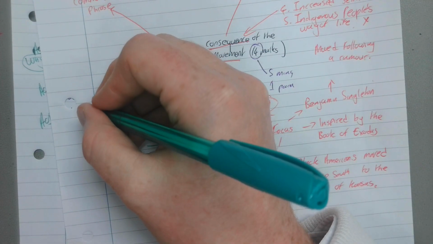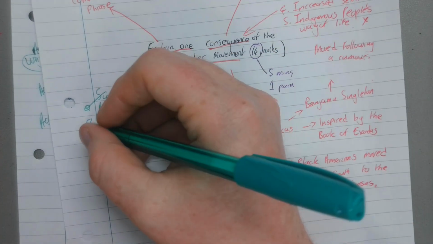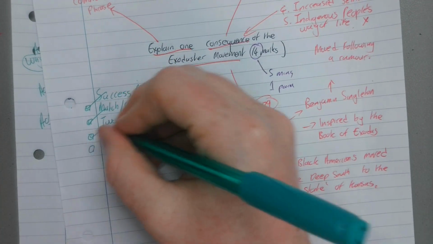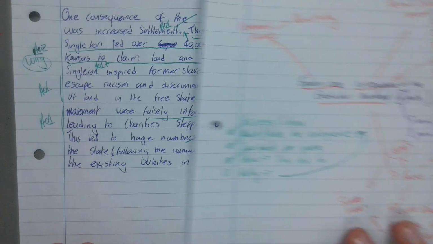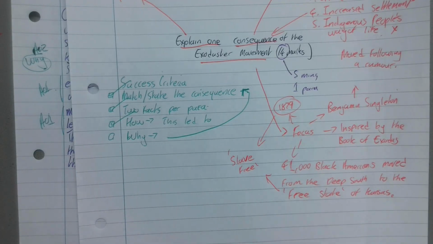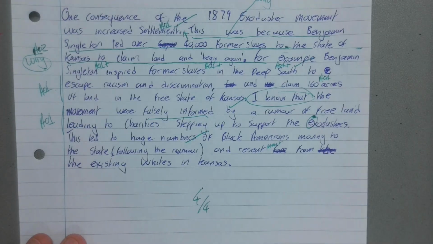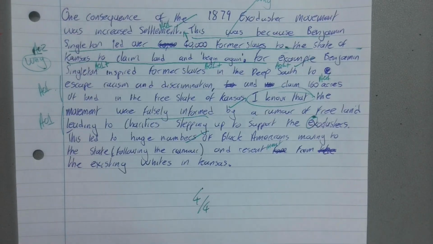And if I just go back to my success criteria, as you can see here, have I stated and matched the correct consequence? Yes, I have. Have I brought in 2 facts per paragraph? Yes, I absolutely have. Have I explained how? Well, I've used "this led to," and I've said that it led to huge numbers of people creating resentment and so on. Have I said why? Absolutely. So there is 4 out of 4 for my answer.